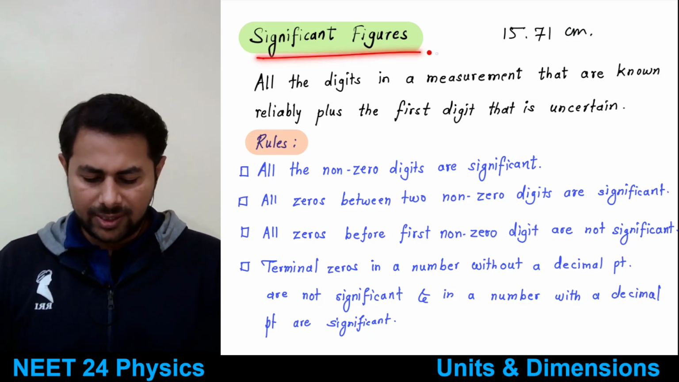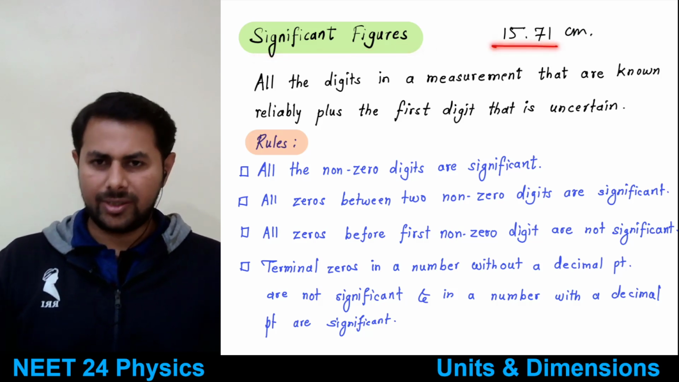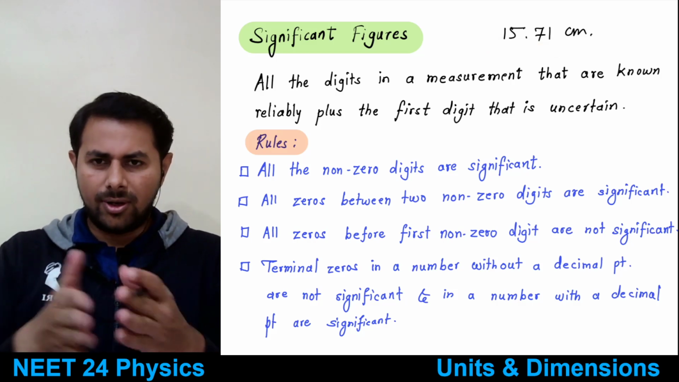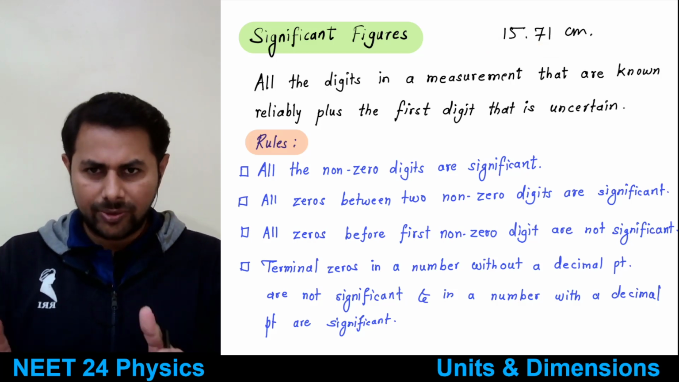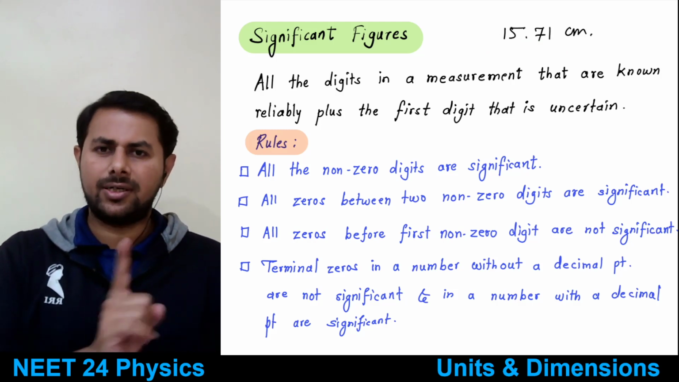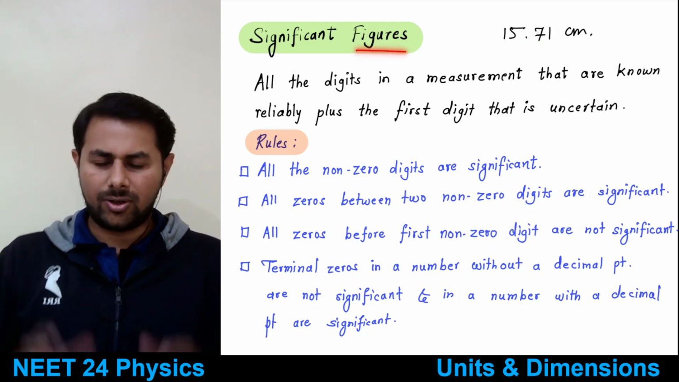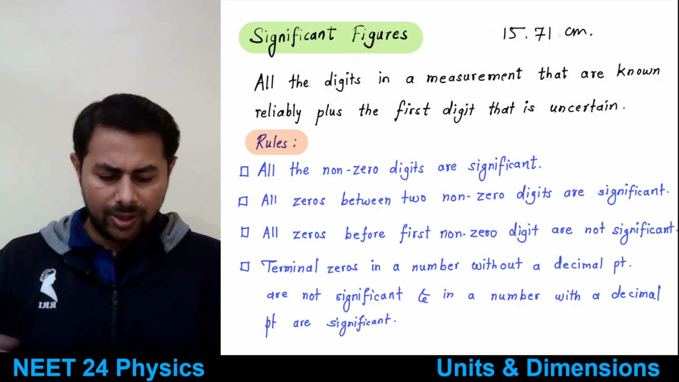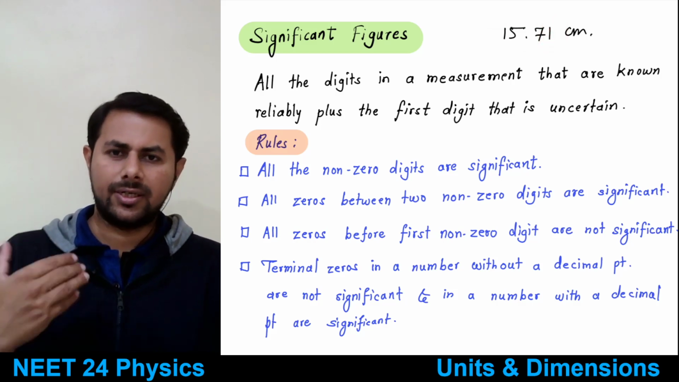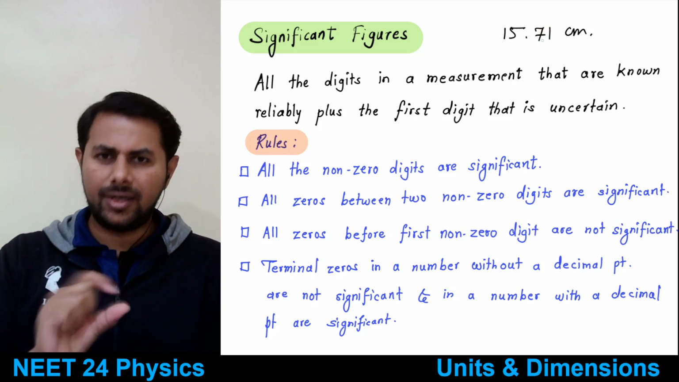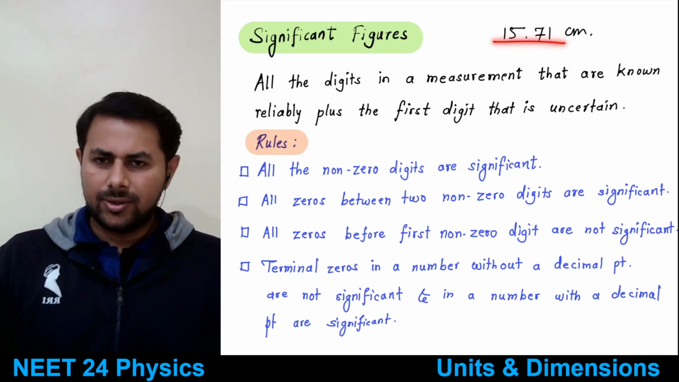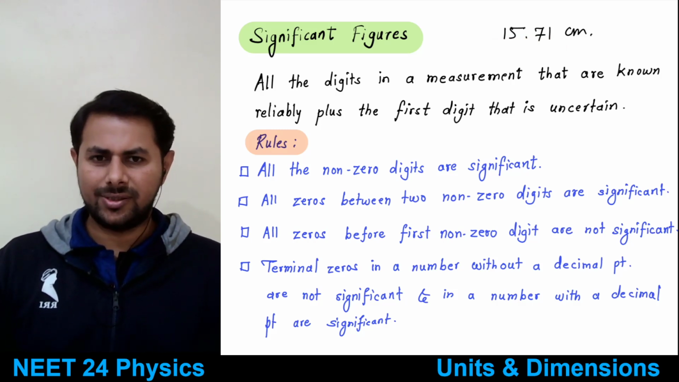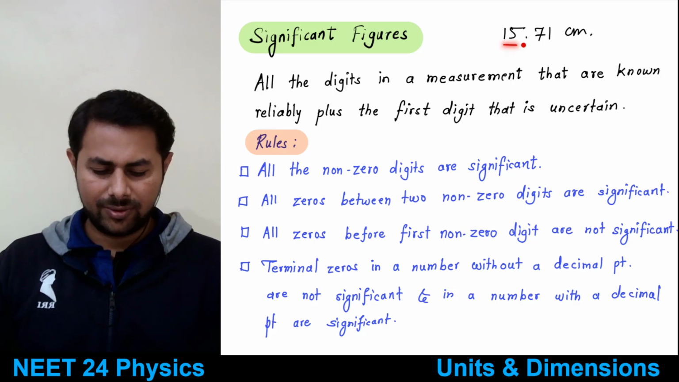So what are significant figures? These four figures mean in this reading there are four figures. So all the digits that you are certain about plus the first uncertain digit. Or all the figures, meaning numbers, so all the numbers that you are certain about plus one uncertain number. That is known as the error digit. So these are significant, these are important. This thing is clear? Yes, no?